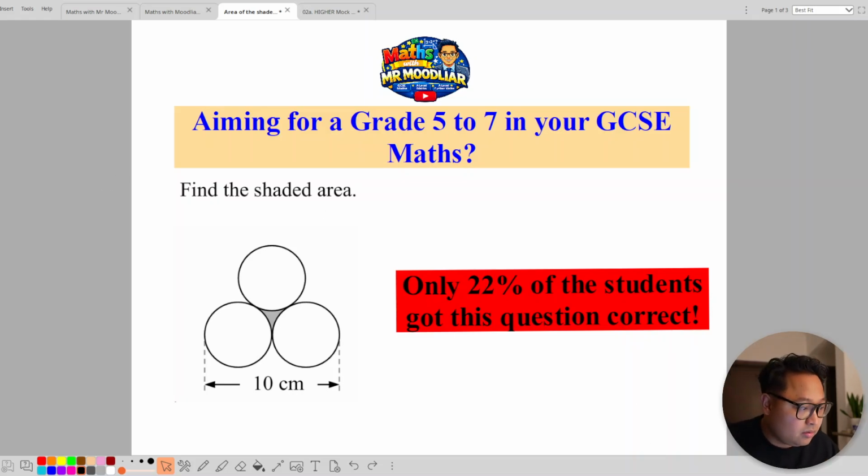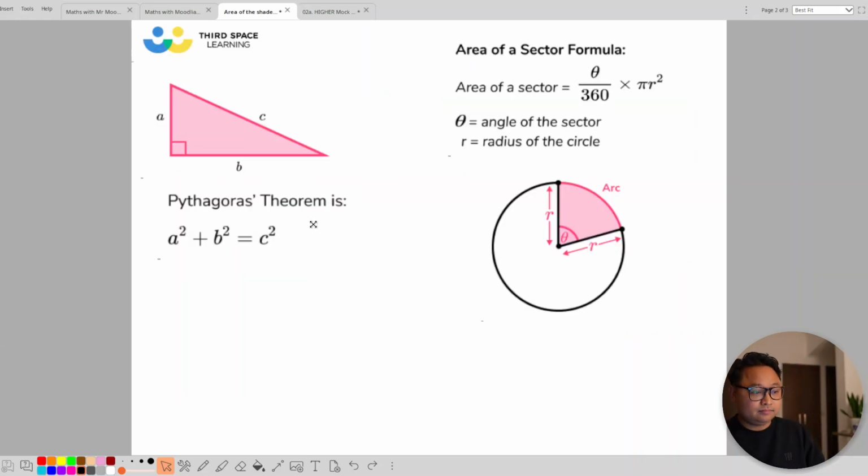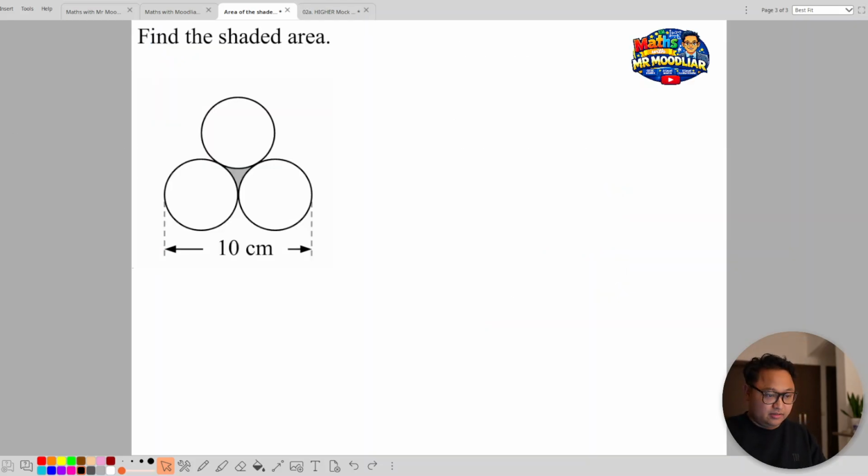Before we tackle this question, we need to use Pythagoras' theorem in this problem, and we are going to use the area of a sector too, which are the following two formulae. Again, I've got these formulae from Third Space Learning. Thank you for sharing them. It's very useful. Anyway, let's crack on with this question.